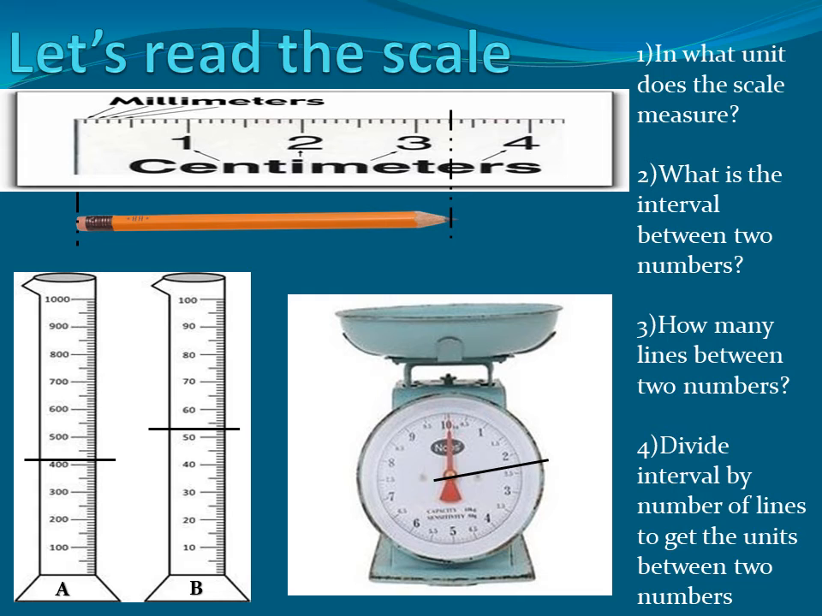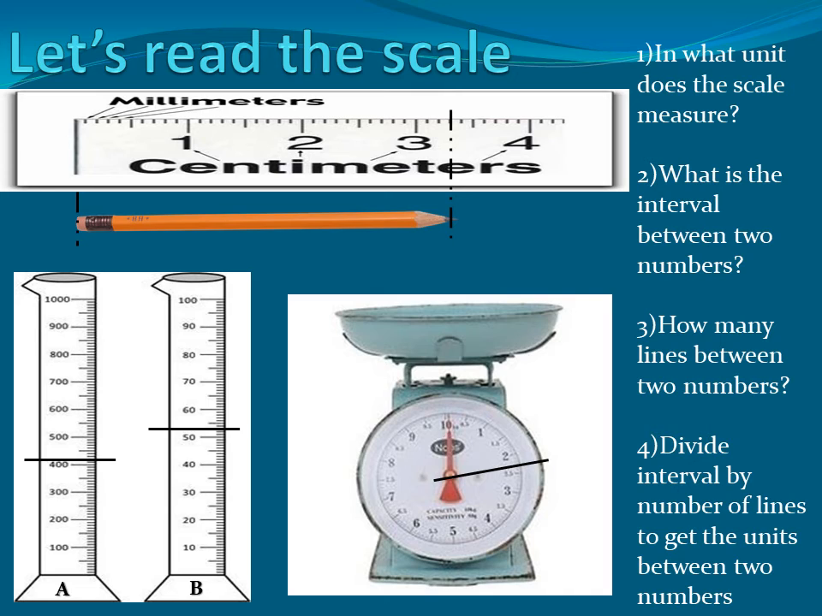The second thing is, what is the interval between the two numbers? It is 1. But it also says we should look at how many lines are between. If you look at how many lines are between the numbers on the scale, it is 10. Between 1 and 2, we have 10 lines. Between 2 and 3, we also have another 10 lines. So now we're supposed to do 1 divided by 10, right? It's going to be 0.1.